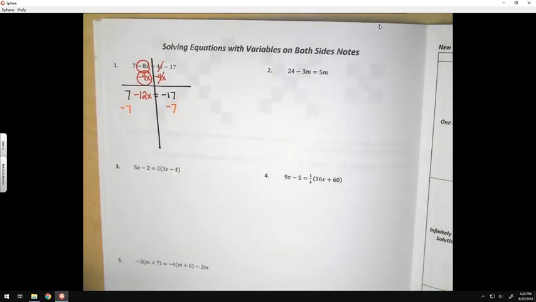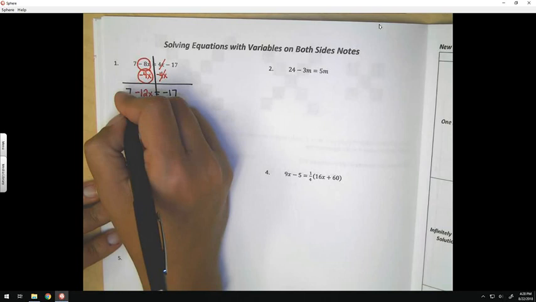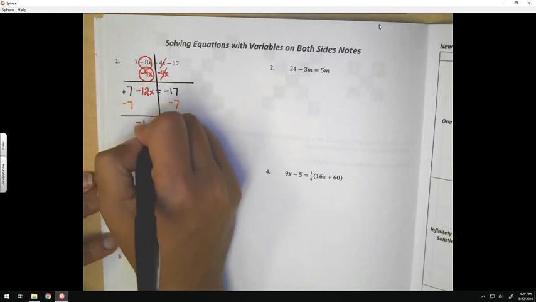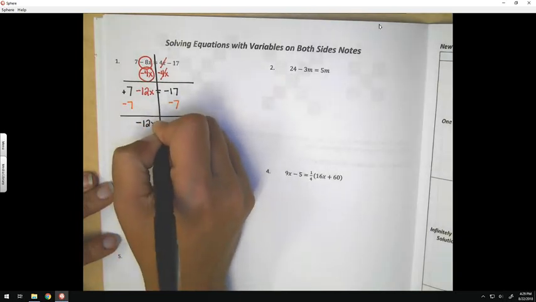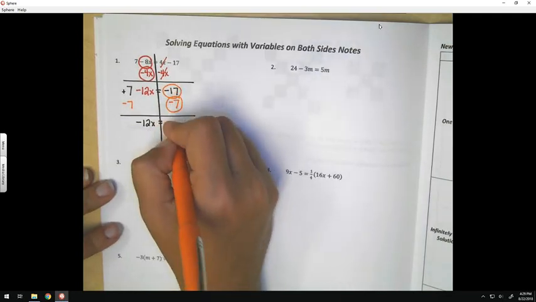Next, I'm going to subtract 7 on both sides because subtraction is the inverse of addition, and this is a positive 7, so I need to undo having a positive number, which means I'm going to drop down the negative 12x, and negative 17 minus 7 gives me negative 24.